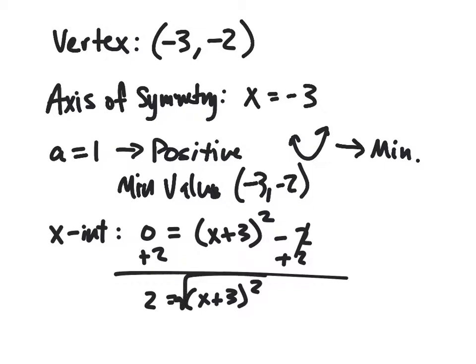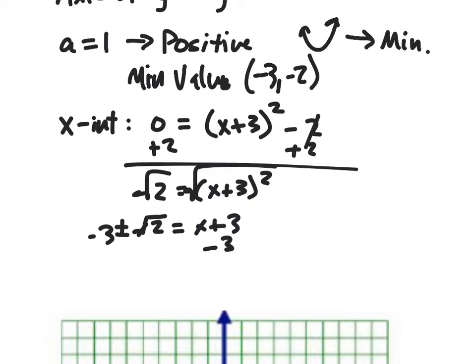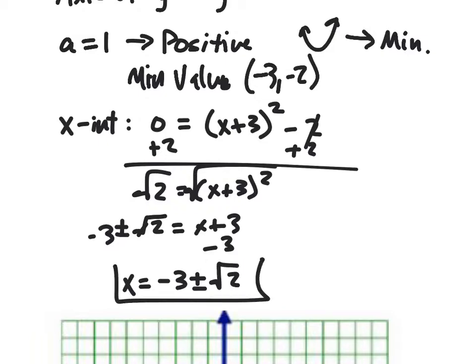Take the square root of both sides. And so I get plus or minus the square root of 2 is equal to x plus 3. I'm going to subtract 3 from both sides, and so I get that x is equal to -3 plus or minus the square root of 2. We'll look at that here in a second.